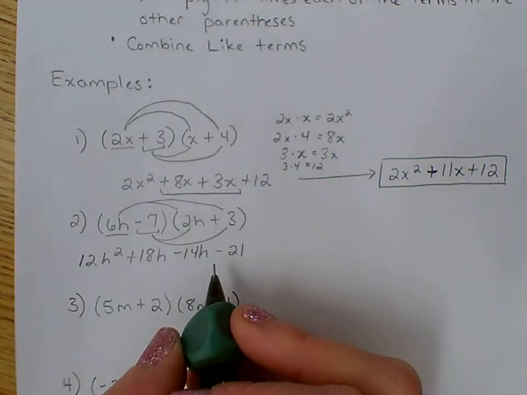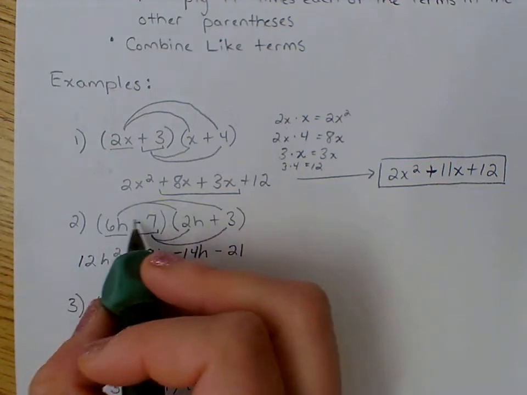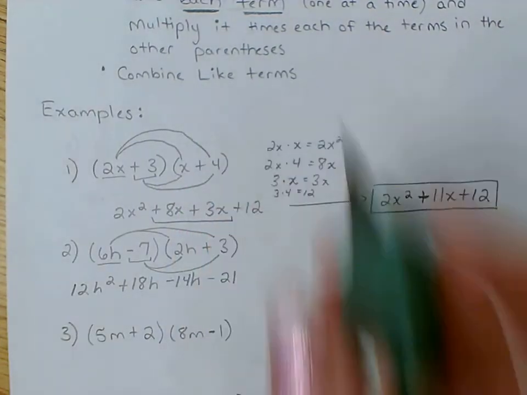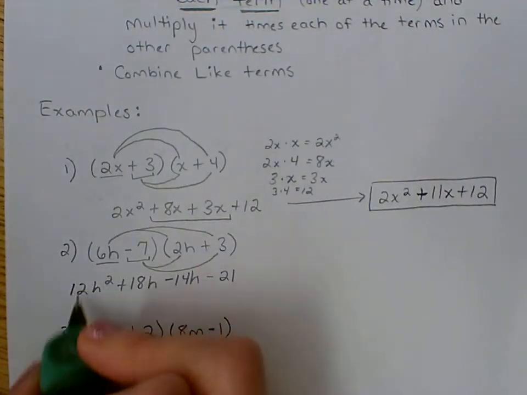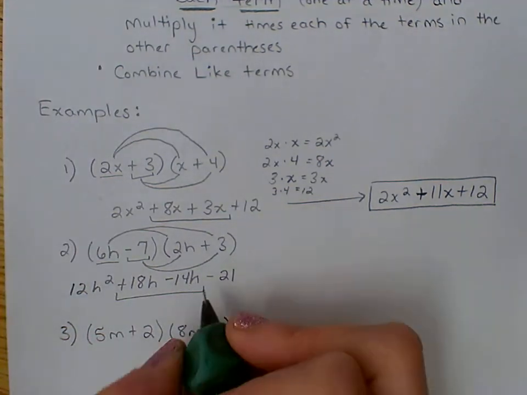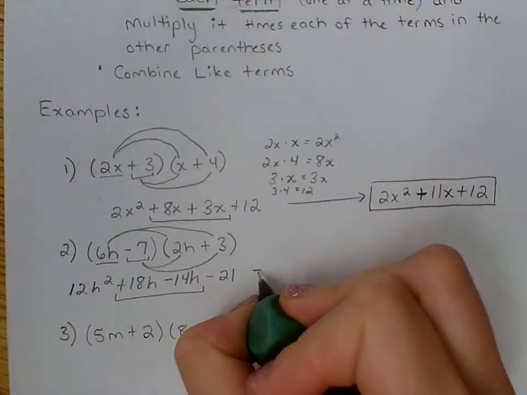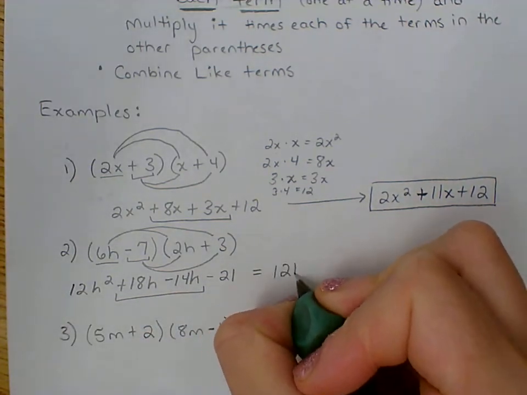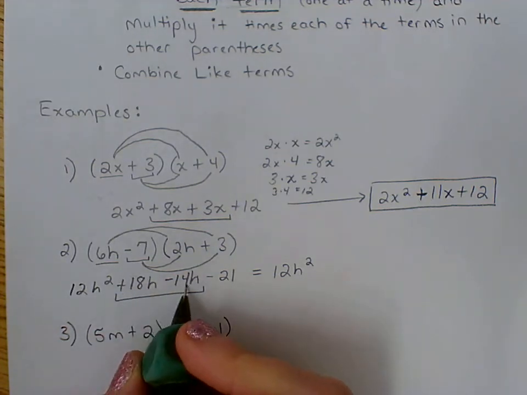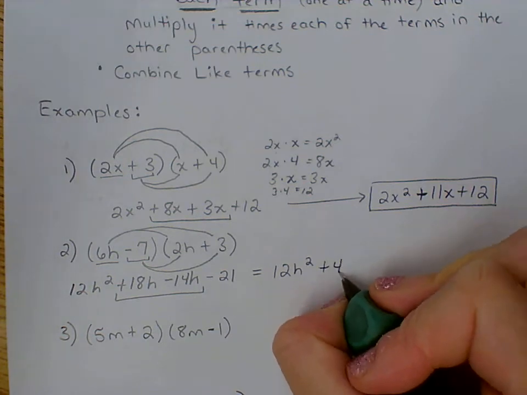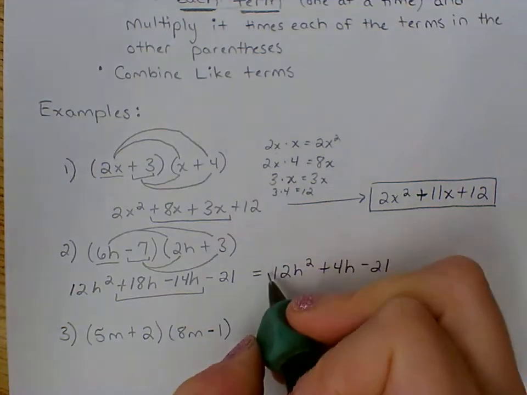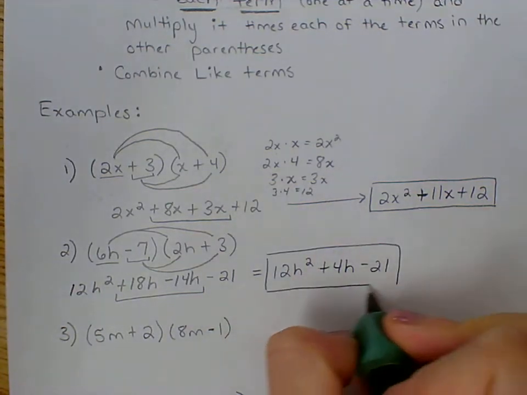And then from there, we've distributed everything in one parentheses times everything in the other one. Now we look to see, do we have any like terms, and we combine them, okay? So the 12h squared is not a like term with anything, but this 18h minus the 14h will combine, and then that minus 21 will come over. So the 12h squared just comes over. And then that's essentially a positive 18 minus 14. So we'll get a positive 4h out of it. And then that minus 21 comes over. So there we go. All right.